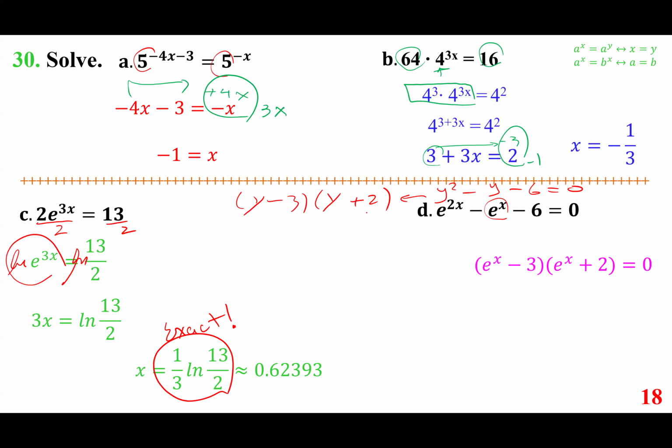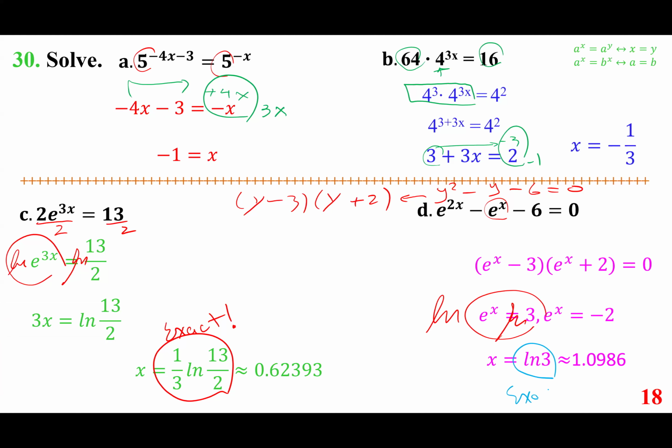So either e to the power of x is 3 or negative 2. This one, you take the natural log, and x equals ln 3. And again, this is an exact answer, everybody, exact. And this one can't be because exponential functions can't be negative. Remember, for a basic exponential function, the range is from 0 to infinity.